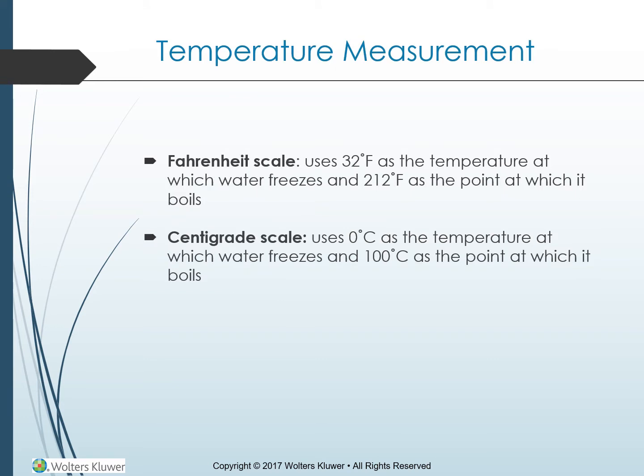Fahrenheit scale and centigrade scale. Fahrenheit scale uses 32 degrees Fahrenheit as the temperature at which water freezes and 212 degrees Fahrenheit as the point at which it boils. Centigrade scale uses 0 degrees centigrade as the temperature at which water freezes and 100 degrees centigrade as the point at which it boils.